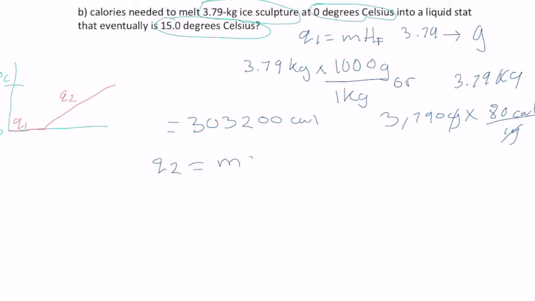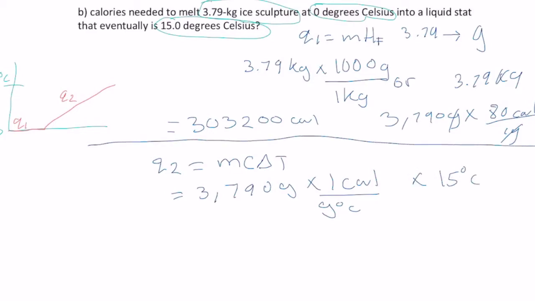Now we need Q2. Q2 is m c delta T. Hopefully you know what that stands for already. So we put our 3,790 grams, what we converted earlier from kilograms, times 1 calorie per gram degrees Celsius. And we have our change in temperature, which is 15 degrees Celsius, right? As before, you multiply across and eliminate what's the same. So grams and grams cancel out, degrees Celsius cancel out. We get 56,850 calories.